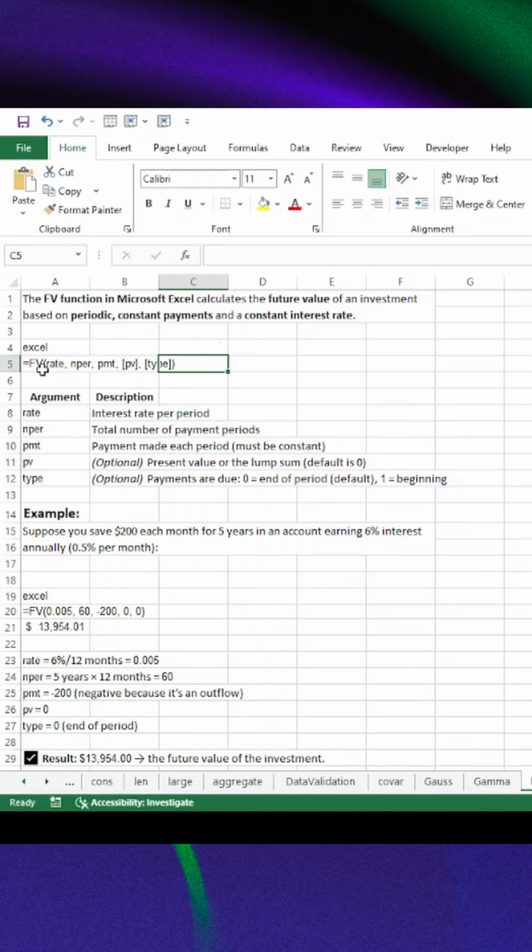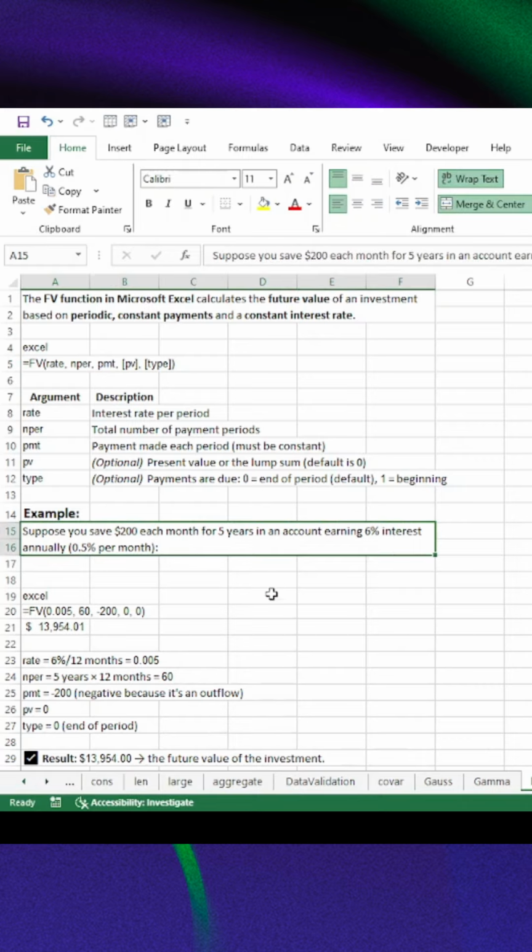So the formula for this in Excel is here. So it's the rate, the number of payment periods, how much is being paid per period, and then your present value, which is defaulted to zero, and whether you're investing at the beginning or the end of the period, because that makes a difference for the calculation. So that's the formula there.